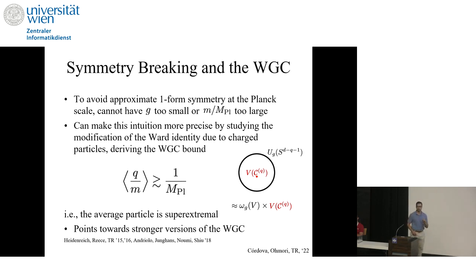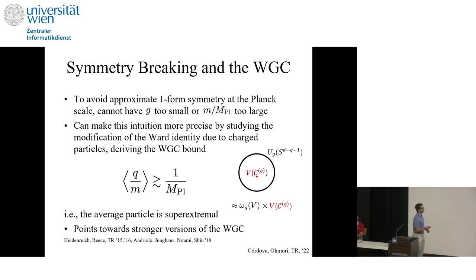Now there's a way to make this heuristic argument more precise by studying the modification of the Ward identity. Recall that in the absence of the charged matter, we have this Ward identity. In the presence of the charged matter, the symmetry will be broken, and so this Ward identity will be modified slightly. If we insist that the modification of the Ward identity is order 1 at the Planck scale, so that there's no remnant of an approximate symmetry remaining at the Planck scale, the symmetry is badly broken by that energy scale, what we find is nothing other than the weak gravity conjecture bound.